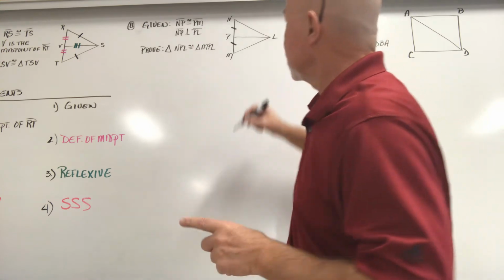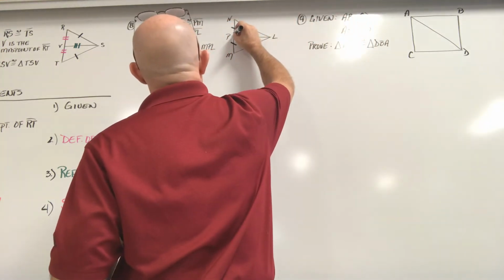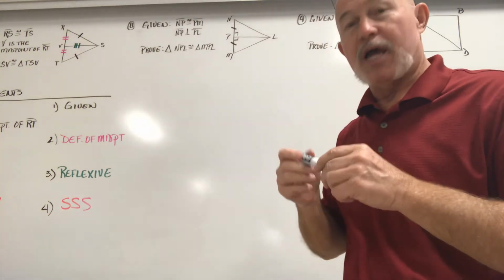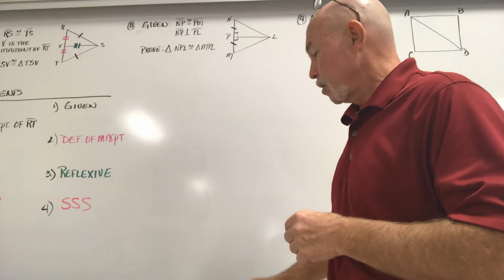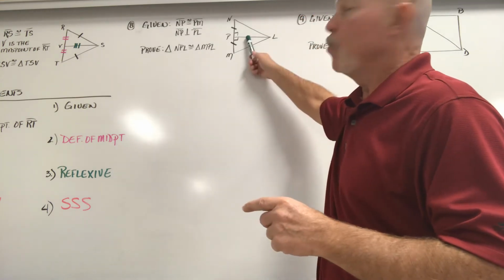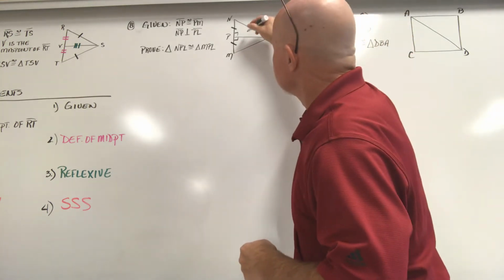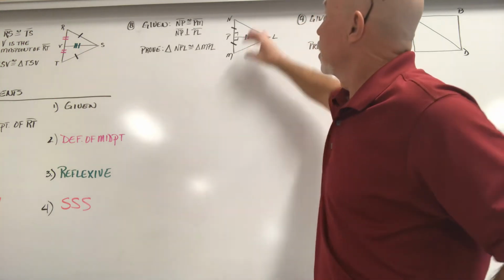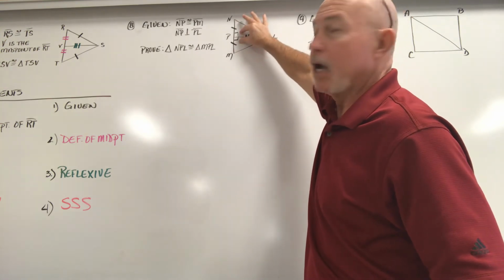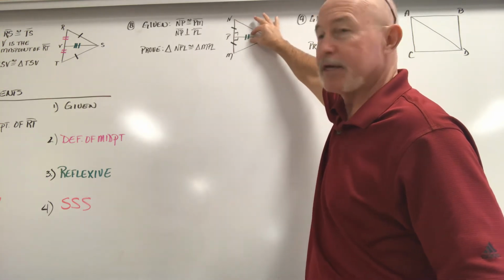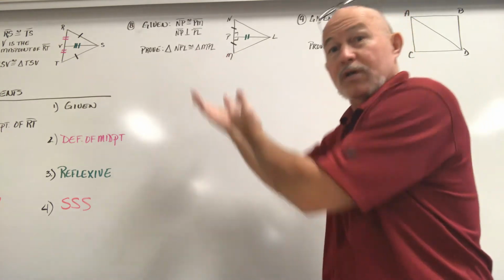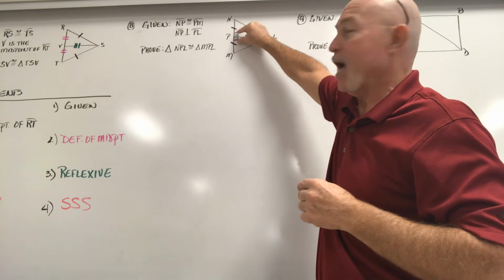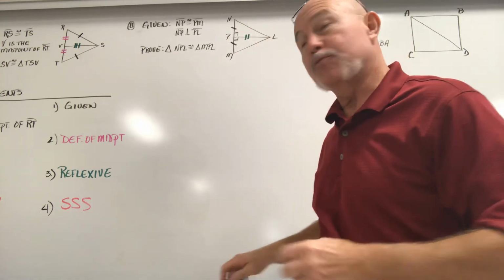NP is perpendicular. Perpendicular lines form right angles. Now, we've got a common side. So look at what we've got: a pair of sides, a pair of angles, another pair of sides that we've proven or can prove are congruent. That's going to be side, angle, side. Let's put it down.